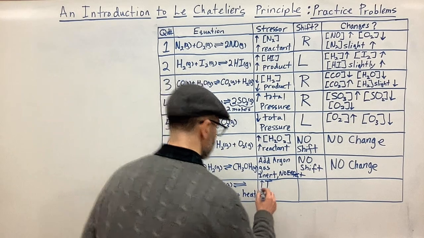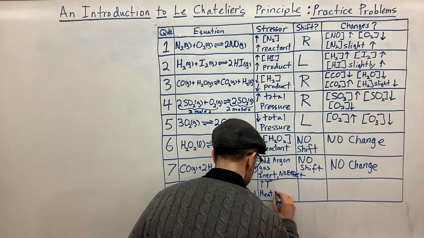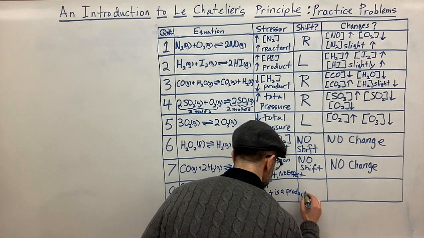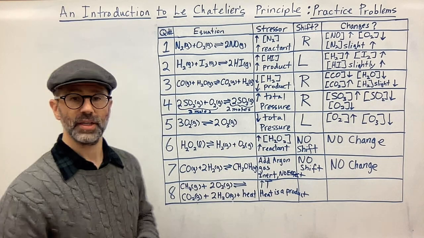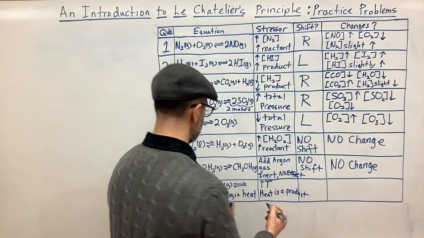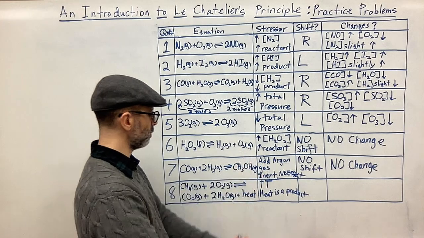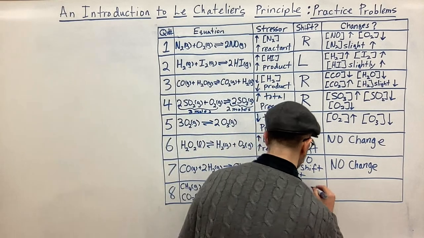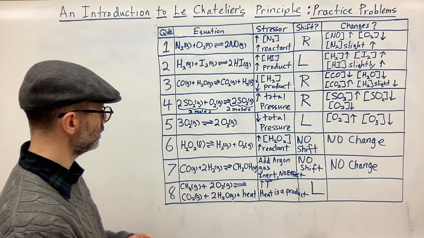So here we should write down heat is a product. Okay? Heat is a product. And so what's the shift? It's going to shift towards reactant because we're increasing the heat, the product. It's going to shift towards reactant. It's going to shift to the left. So big L, shift to the left.